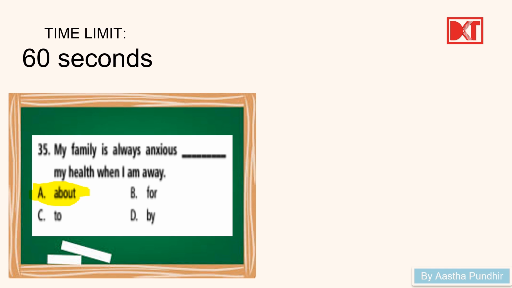Alright, now the other ones: for can be used for a purpose. To can be used to show movement. By can be used to show means or methods. Alright, with this we finish off with the questions on prepositions and the compound prepositional phrases also.